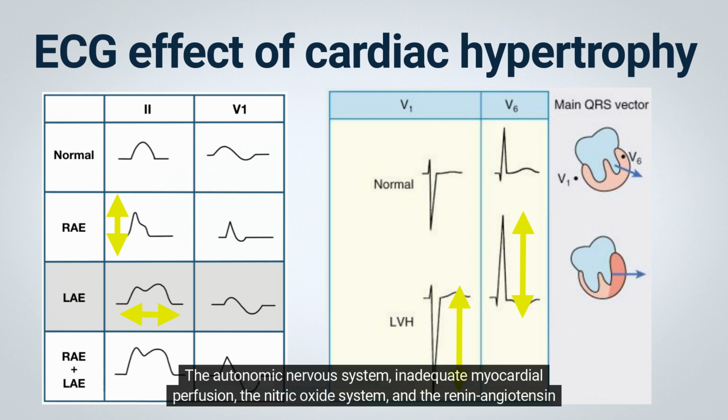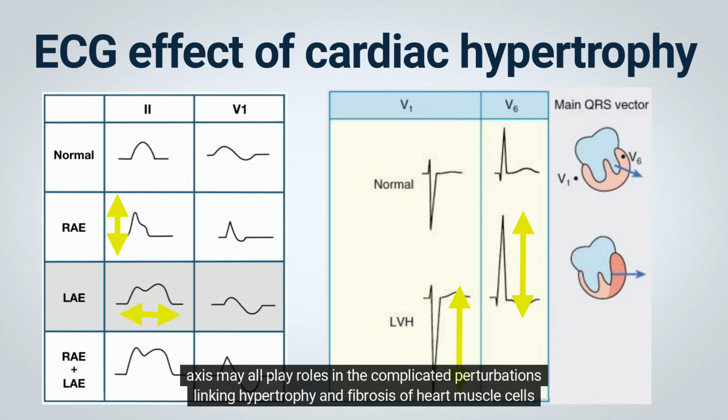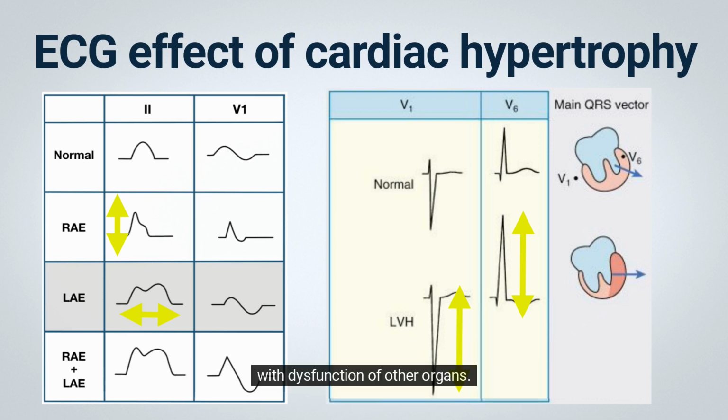The autonomic nervous system, inadequate myocardial perfusion, the nitric oxide system, and the renin-angiotensin axis may all play roles in the complicated perturbations linking hypertrophy and fibrosis of heart muscle cells with dysfunction of other organs.